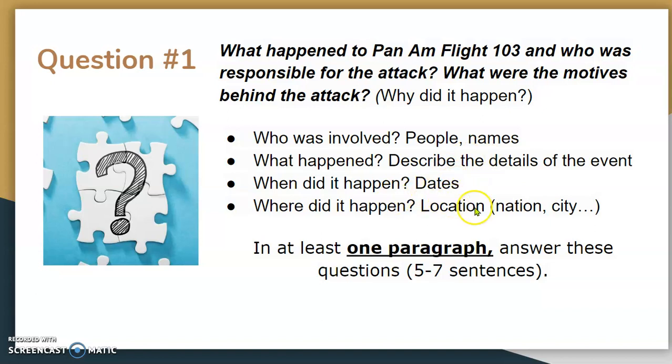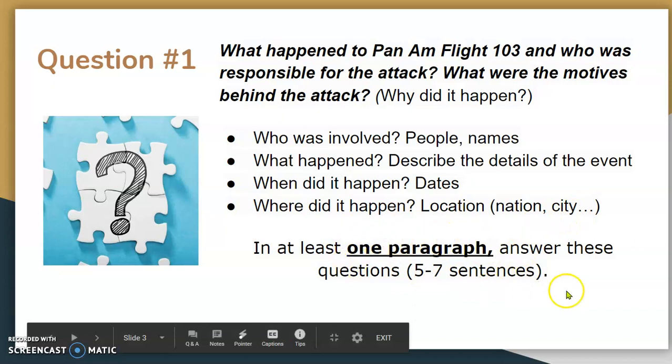And where did it happen? What was the location? What nation was it? What city? What part of a city? Was it at a certain event? And again, you need to make sure you write 5 to 7 sentences for this.